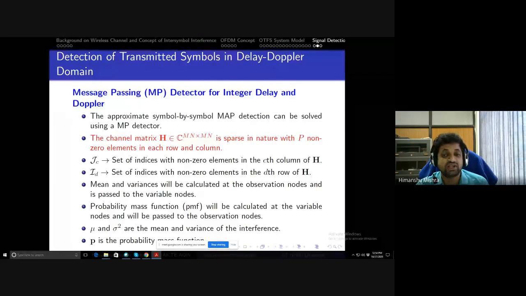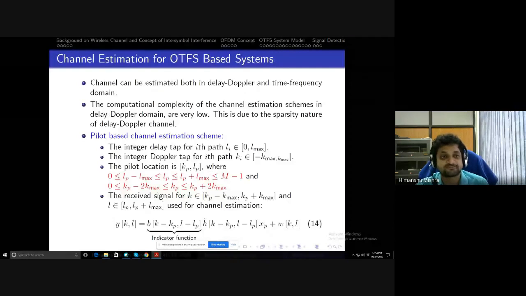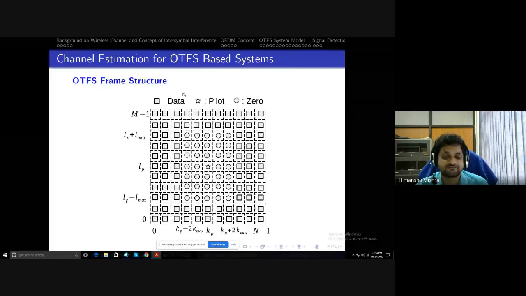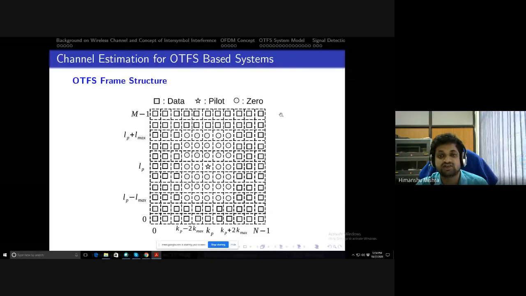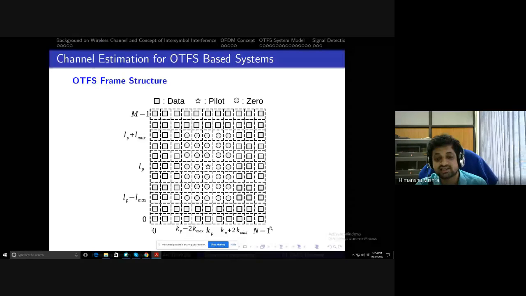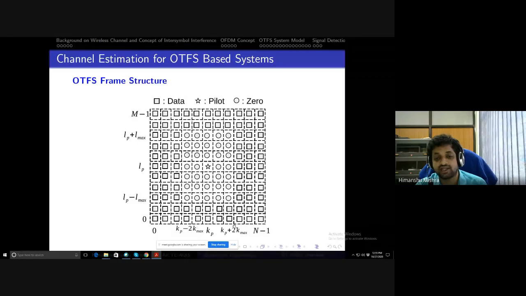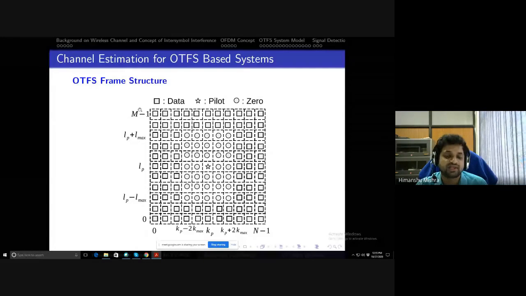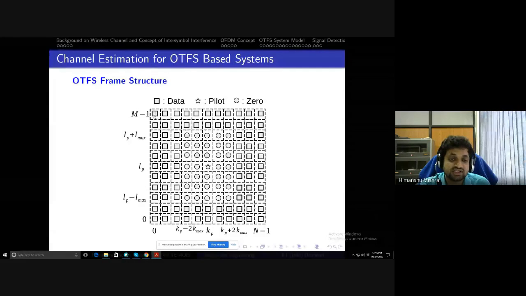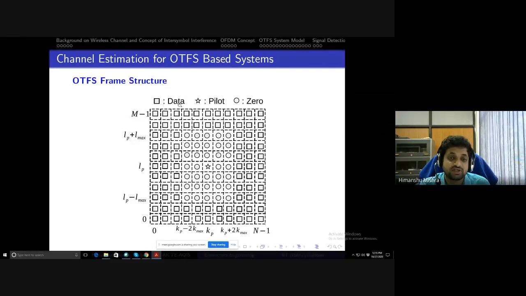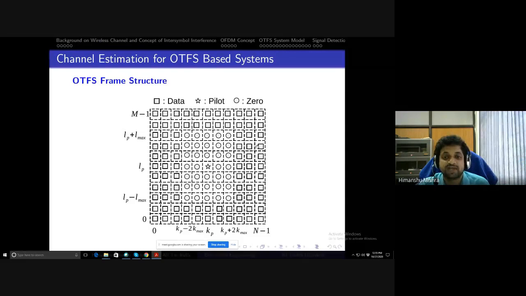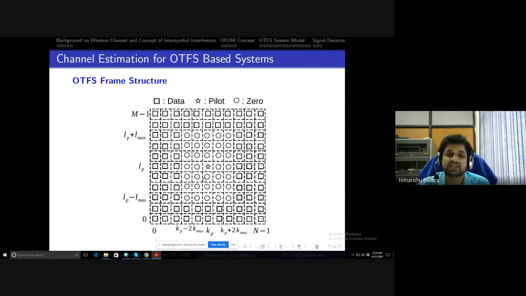That is a very interesting problem. How to do the channel estimation? Channel estimation will be done by putting in pilot carriers. This is a frame structure. You can see this is the transmitted frame structure in the delay Doppler domain. This axis is Doppler, where capital N is the Doppler, 0 to N minus 1. This is your delay, 0 to M minus 1. The square things are nothing but data. This star is a pilot. These are the zeros. You have to put these in a frame for the transfer, for the channel estimate.